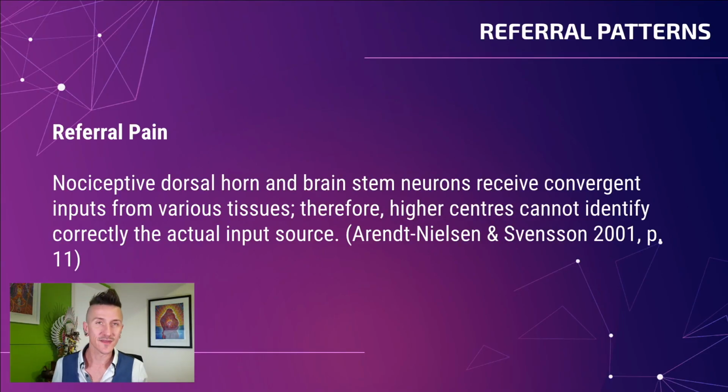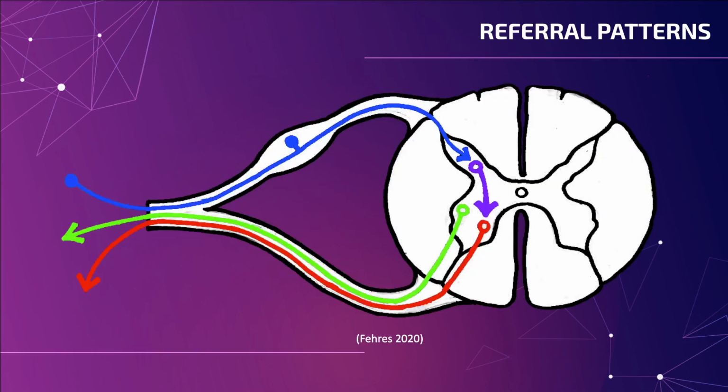So one of the reasons they believe this happens is that nociceptive dorsal horn and brainstem neurons receive convergent inputs from various tissues. Therefore, higher centers cannot correctly identify the actual input source. So to put it simply, if we look back to our spinal segment here, we've got a whole bunch of signals that are coming through the afferent dorsal horn, coming through the sensory pathway here, and it's basically jamming the signal, and so the idea is that the brain can't tell the difference as to where it's actually coming from.